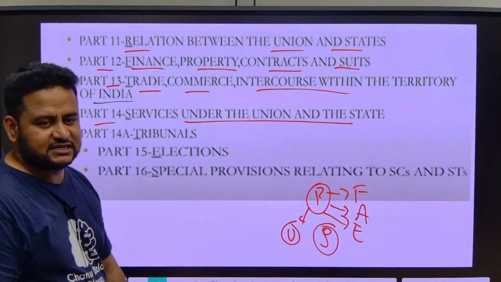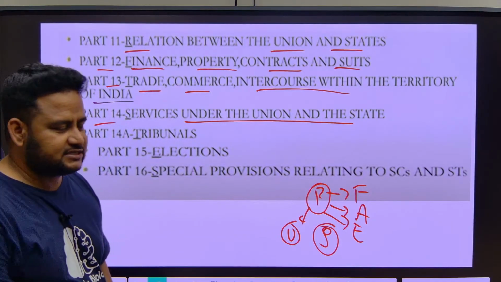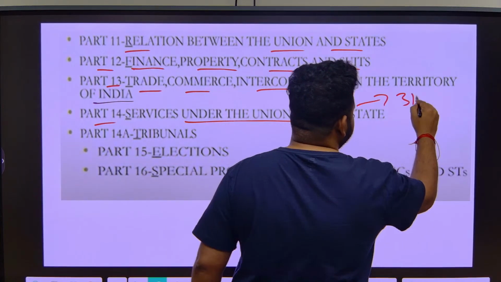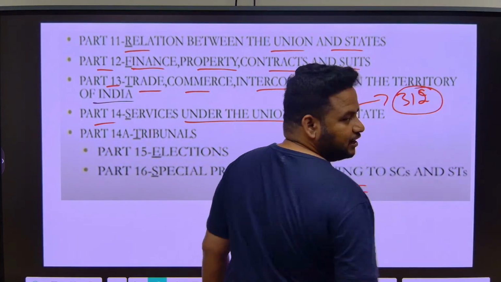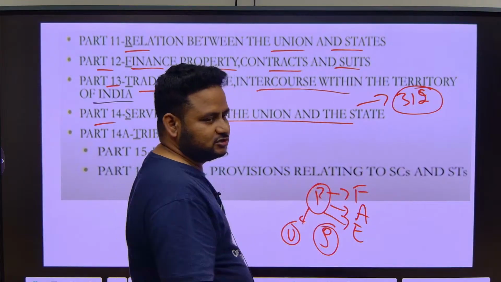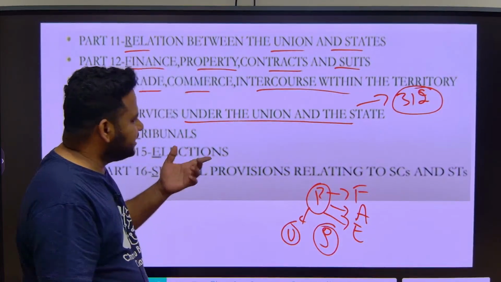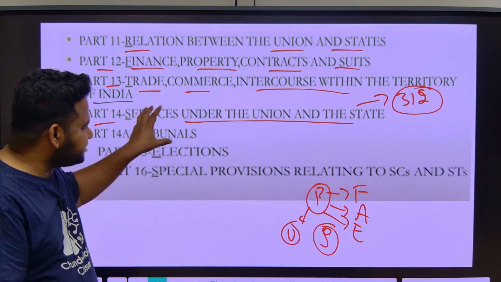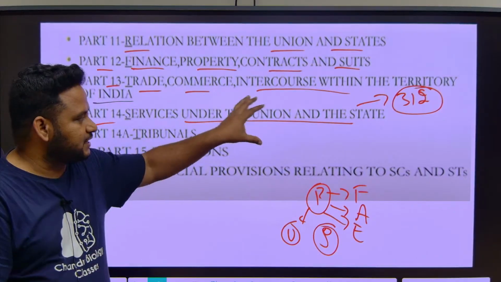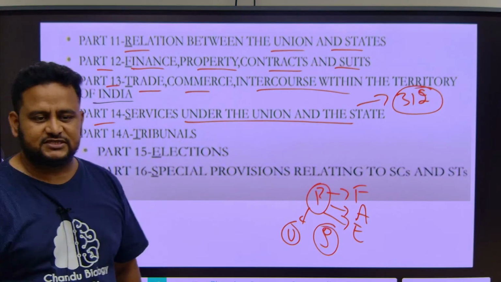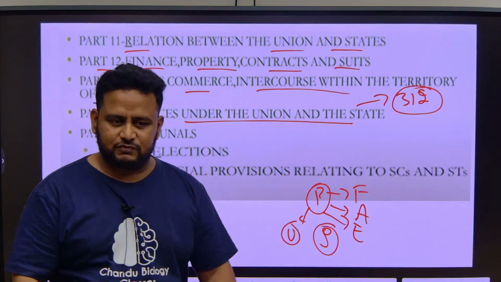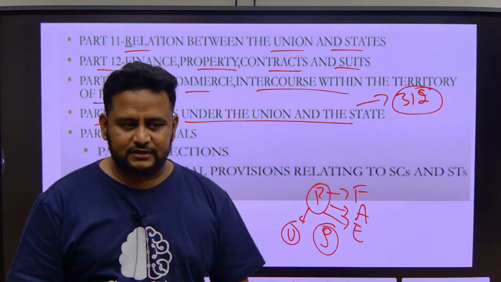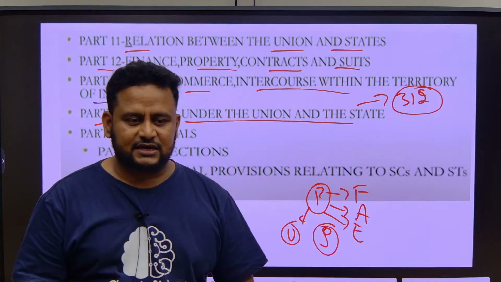Services under union and states. Services under union and states is contained in article 312. Madam told me I have to tell about articles also, so I am telling articles also wherever possible. Services under the union and states means some services will be under the union government, some services will be under the state government. Suppose you write TGPSC or APPSC or group exams, it will come under the state government, correct? If you become a tahsildar or something like that, it comes under the state government.